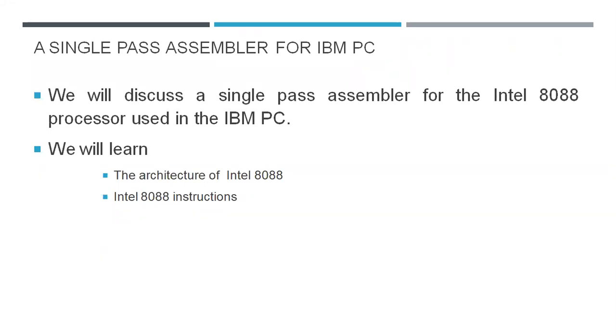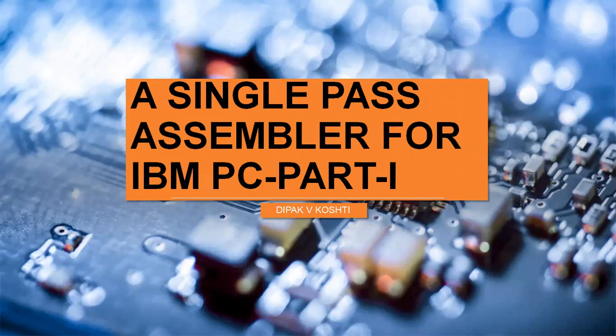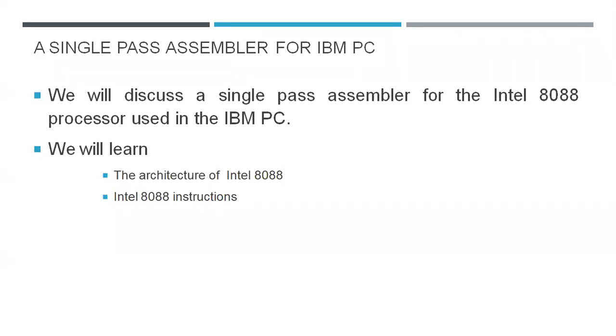Now in this video we will discuss a single pass assembler for the Intel 8088 processor, which is used in the IBM PC. So whenever there is any question on a single pass assembler for IBM PC, or a single pass assembler for Intel 8088 processor, both questions are the same. In this lecture we will learn the architecture of Intel 8088, and in part 2 we will see Intel 8088 instructions. So let us start with the architecture of Intel 8088.